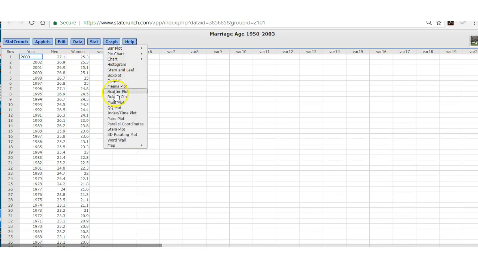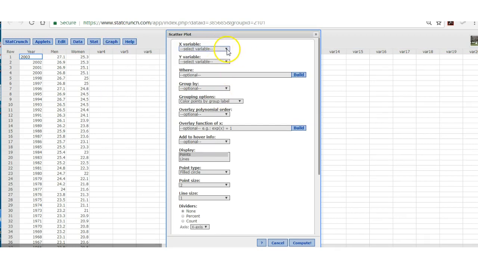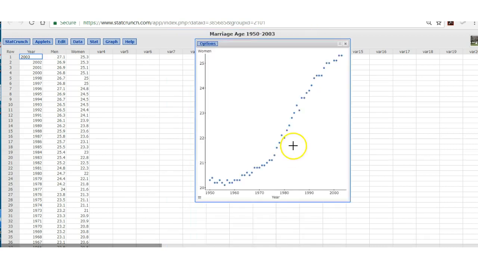So let's start with the year as our X and women as our Y variable. So this would look at the relationship between the year and the average age of first marriage for women. So this does show us a pattern. This is someplace where a scatter plot's useful.